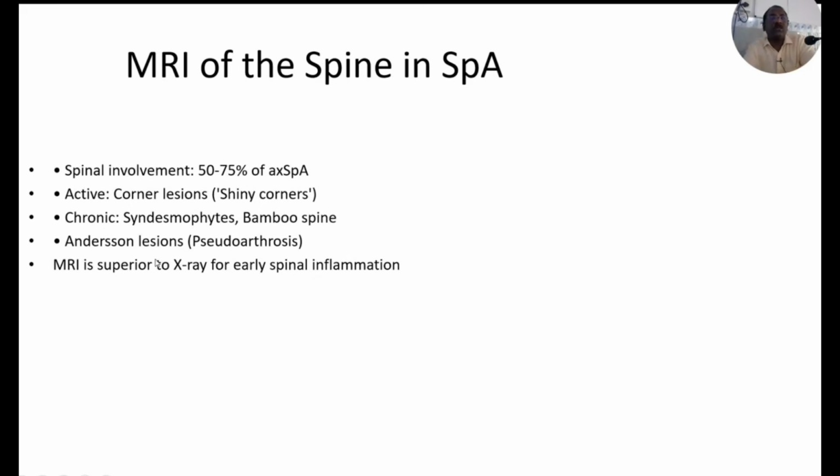MRI of the spine in spondyloarthritis: the spine involvement is about 75%. Active disease shows corner lesions, the shiny corners. In the chronic one, syndesmophytes and the bamboo spine. Syndesmophytes are nothing but new bone formation. So those white lines between the vertebrae are the syndesmophytes. Andersson lesions are pseudoarthrosis. So MRI is superior to X-rays for early spinal inflammation.